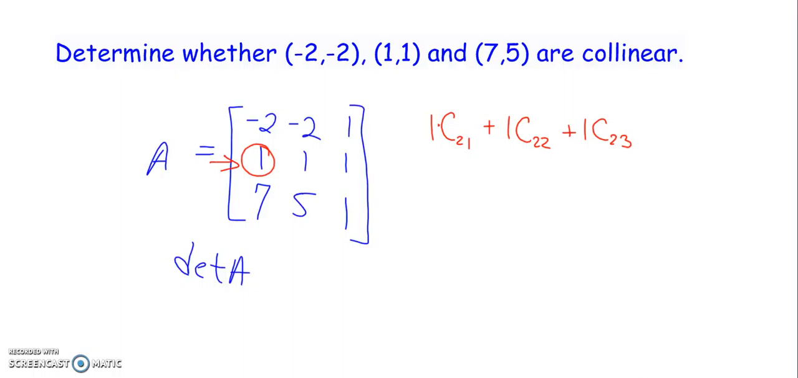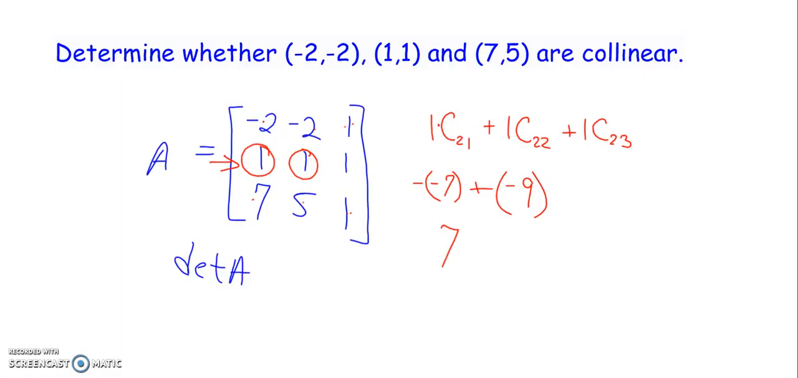negative 2 times 1, so that's negative 2, minus 5 times 1, so it's going to be negative 7. I have to remember a sign change, so that's going to make this the opposite of negative 7, so it's really going to be positive 7, plus, now I'm doing the cofactor of row 2, column 2, so that's going to be negative 2 times 1, that's negative 2, minus 1 times 7, so that's going to be negative 9.